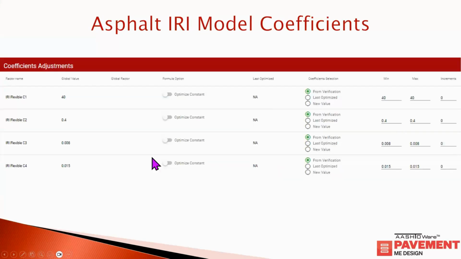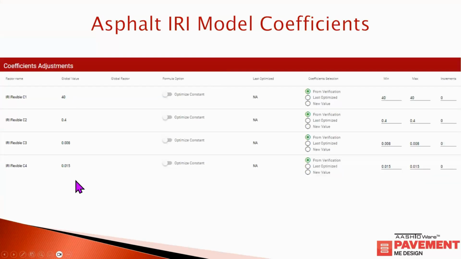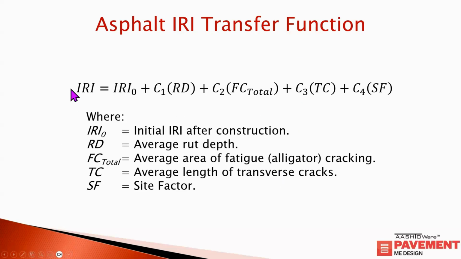For IRI, these are the current global coefficients from the screenshot in the CAT. And this is the actual transfer function itself. So it's a combination of your initial IRI, building off of that. And then there's 4 contributors for asphalt roughness. It's going to be the rut depth, fatigue cracking, thermal cracking, and then something called the site factor, which is basically the environmental element of this.